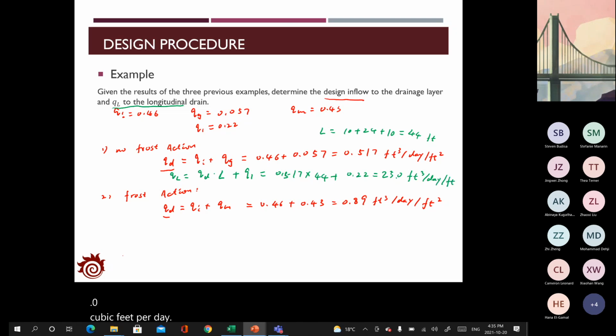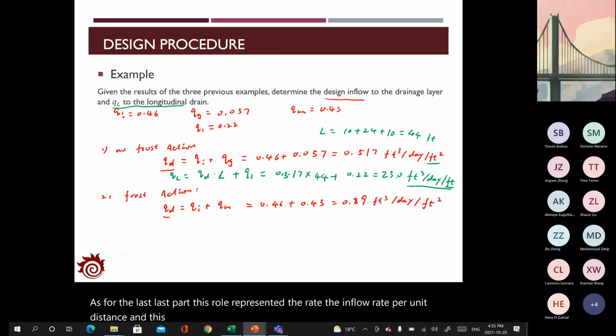This is actually different. If you check the unit, it's a little bit different. That's for the last part. This represents the inflow rate per unit distance, and this represents the inflow rate per unit area. These two represent the result for the pavement without any frost action.